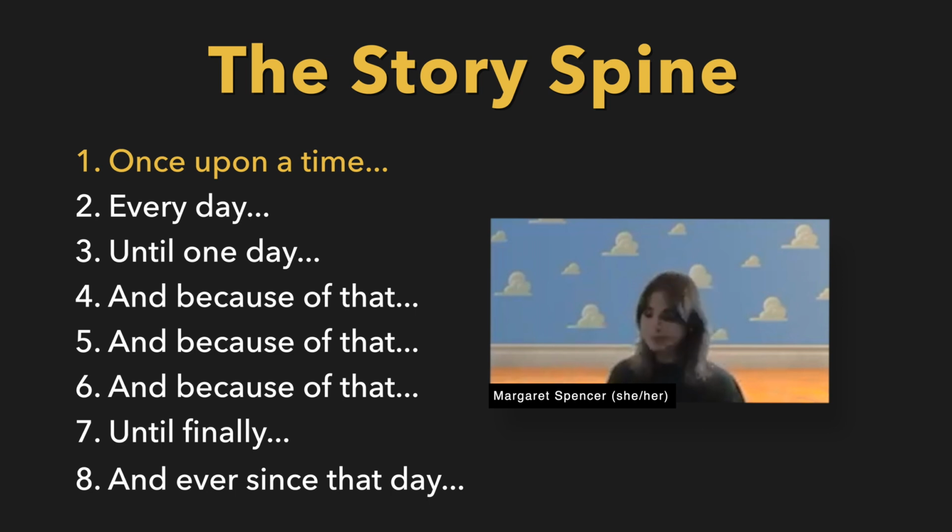Once upon a time, there was character X, Y, and Z who every day did A, B, C, until one day something changes. And because of that change, there is a response. And because of that response, something else happens too, until finally there is some kind of resolution. And then ever since that incident, you have the end of your story. Let's explore the story beats of a possible story spine for Pixar's Up.